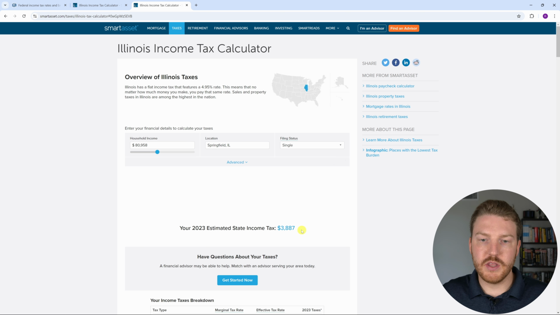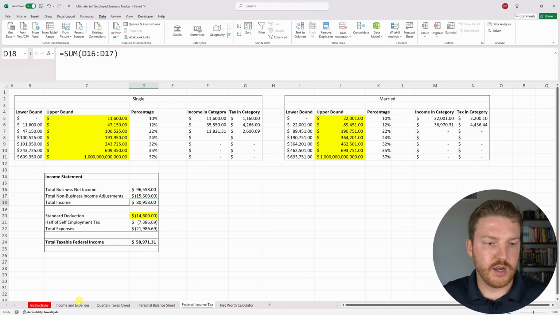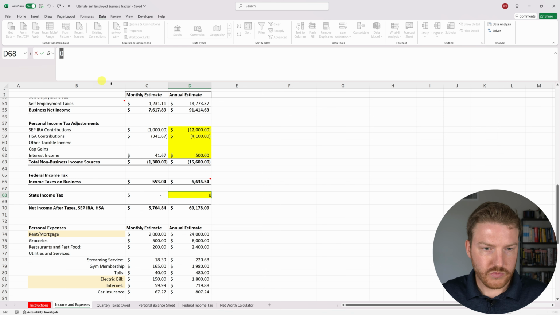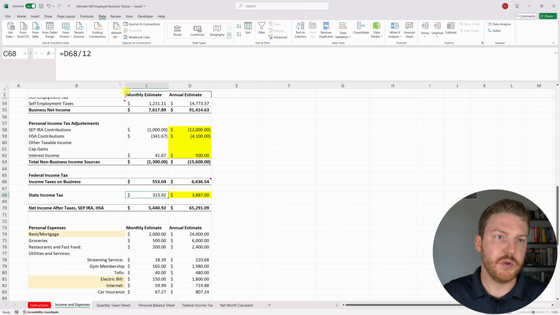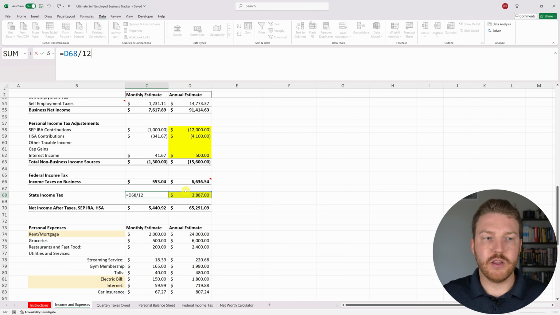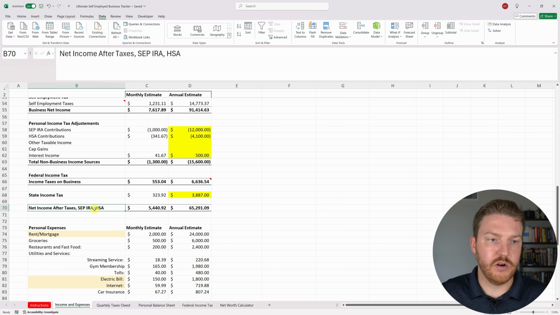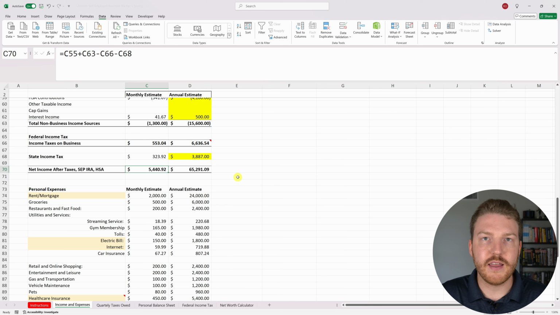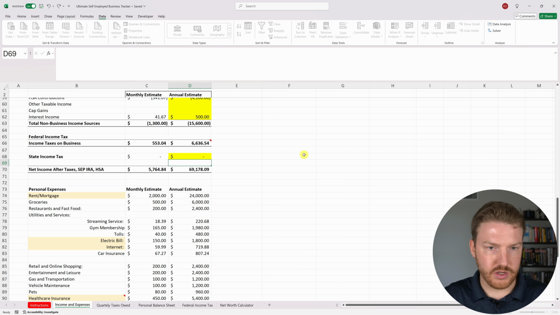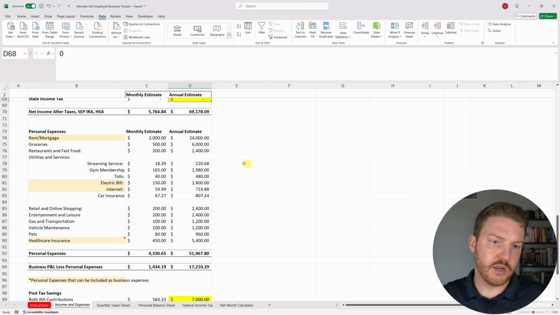So let's say in this case, we would just plug in this 3,887 straight into this cell here for our state income taxes, and then this would be just that value divided by 12, and that would serve to reduce our net income after taxes, self-employed IRA, HSA, all those various other incomes, etc. And then we find that really at the end of the month, we've got $5,440 to either pay our bills or to put into our savings or our bank account, etc. So I'm going to change this back to 0 for people who don't have state income taxes.